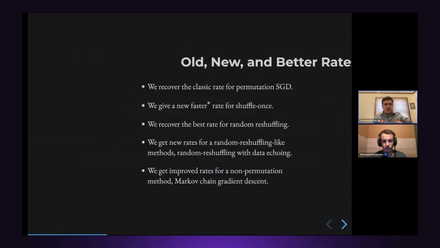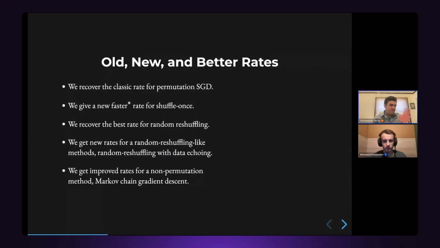And this gave us a whole bunch of theory for free. So you can get the classic rate for permutation SGD, the random reshuffling rate, for free. We got a faster rate than was known in the literature for the shuffle once algorithm. We got new rates for Markov chain gradient descent, random reshuffling with data echoing, and many different ways of drawing gradients.